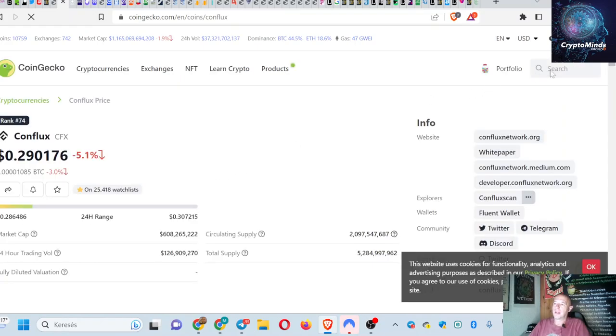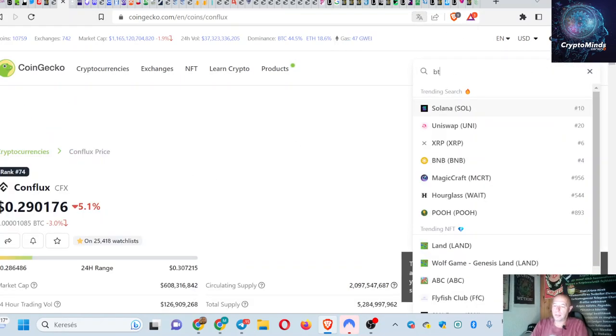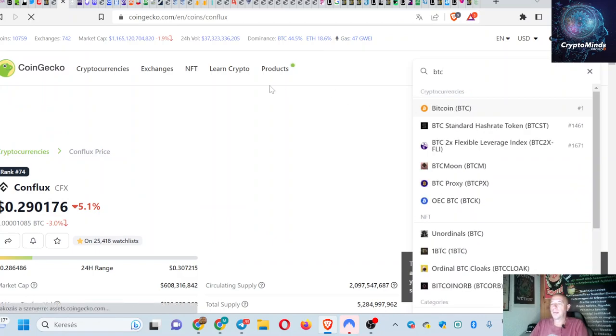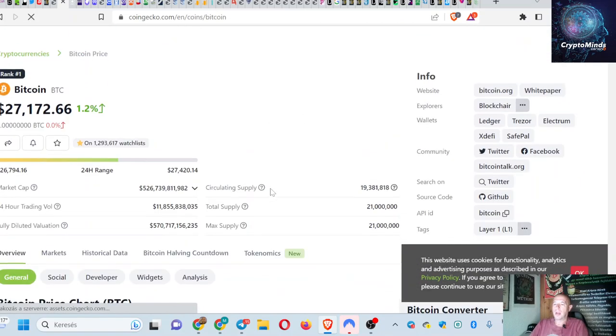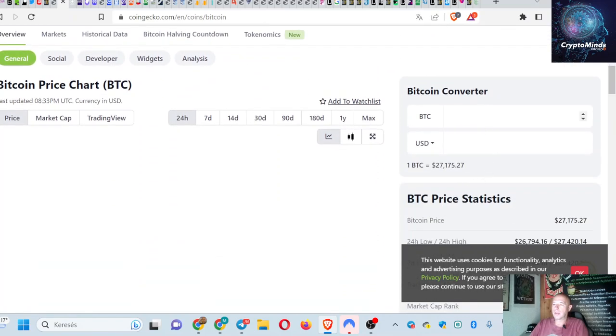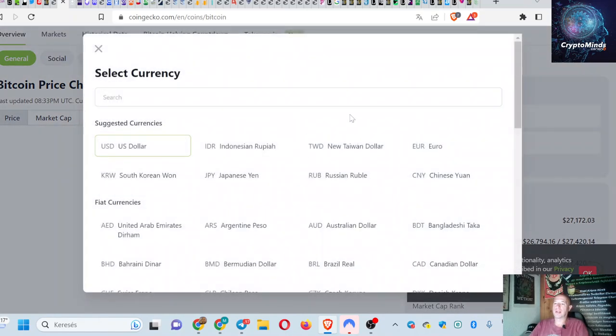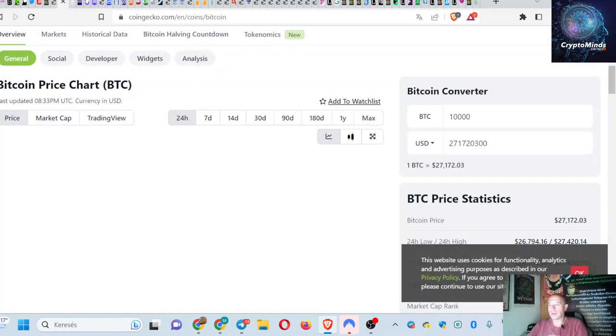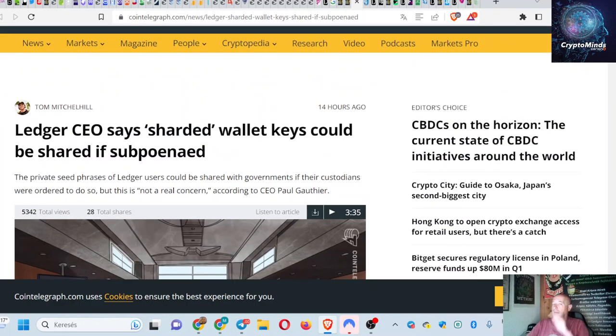So let's go here on CoinGecko, BTC. Okay, Bitcoin, and 10,000 Bitcoin. Let's go to the converter. 10,000 Bitcoin is worth, so what is the number? 271 million. So guys, that's huge. That's really huge. But this was the first, so Laszlo Hanyecz never did mine this, so yes.